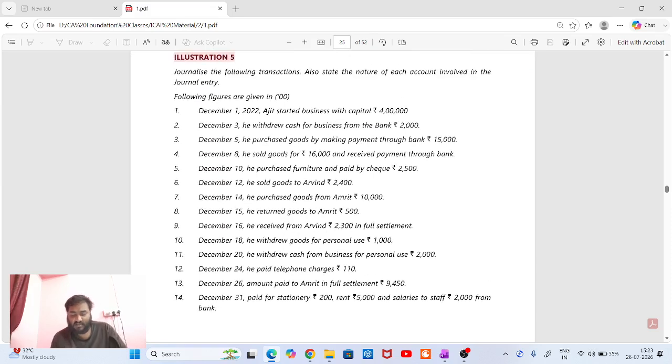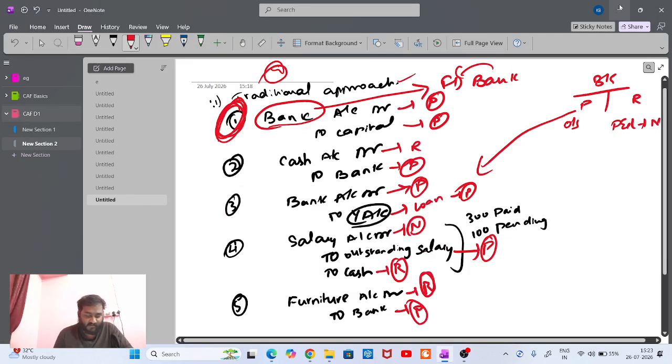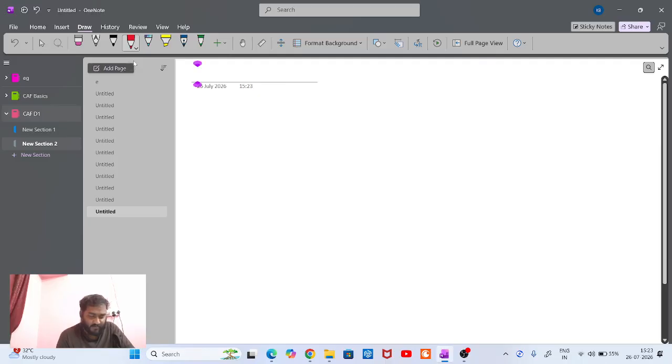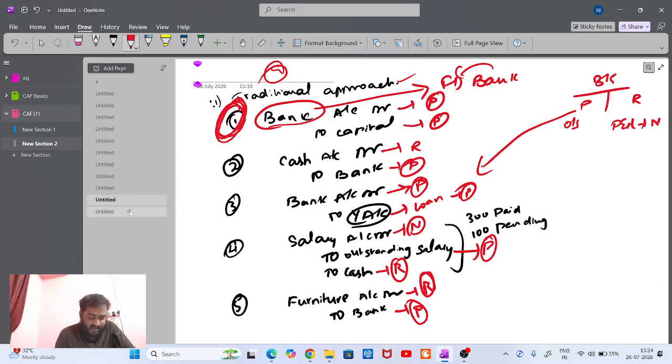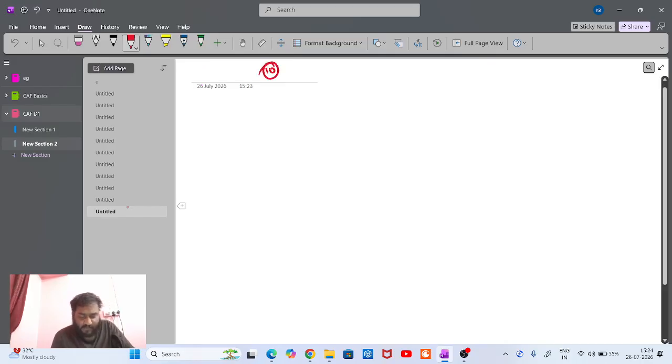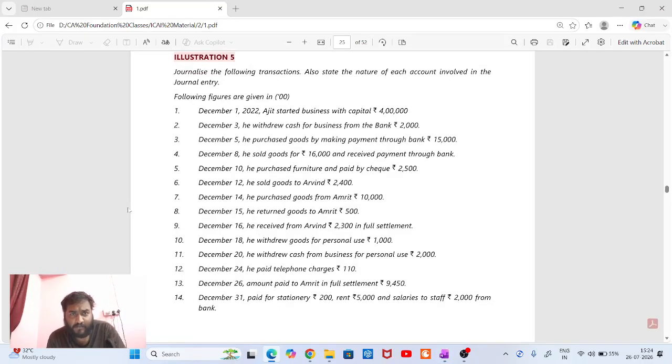Illustration 4 is done. Now we are going to illustration 5. What is the page number? 9. What is the fifth illustration? Okay, there are 15 entries here. Just keep the question with you.